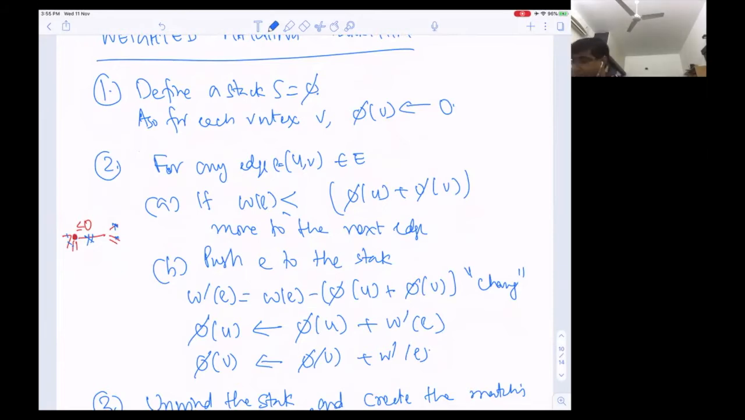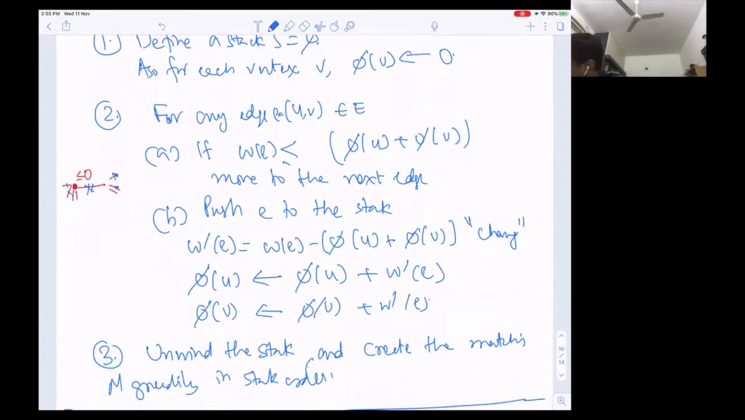This is my current weight, or rather the current weight if I would have reduced this. Then for the future edges I need to remember the fact that on U and V, edge E has come, and because of that, we need to subtract the quantity W prime E from any future edge which is incident on U, or any future edge which is incident on V. So we noted that by adding this W prime E to phi U, and the same with phi V.